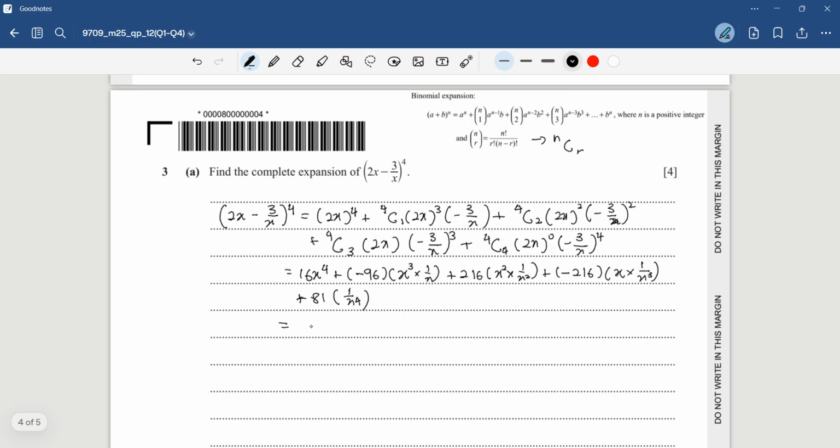Okay, so your final answer will be 16x to the power of 4, minus 96x squared, plus 216, because your x squared will cancel, minus 216 over x squared, plus 81 over x to the power of 4. Okay, so this will be your final answer.